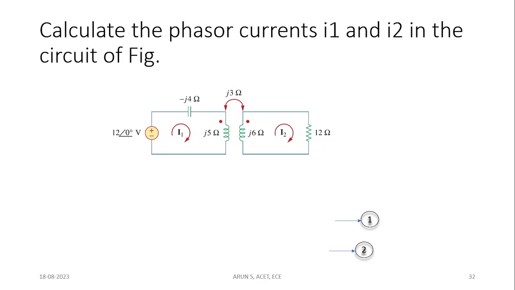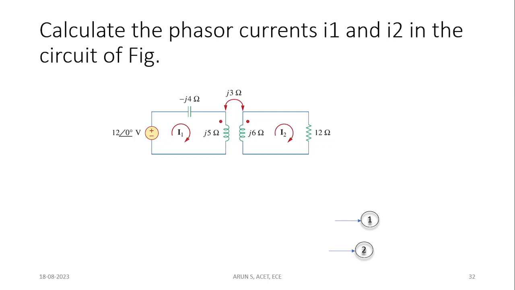So we'll discuss one more example in magnetically coupled circuit problems. Here the question is directly given in frequency domain, so the conversion is not needed. In the previous video we discussed how to convert time domain circuits into frequency domain circuits. If you want to do a problem like that, kindly go through the previous video. The link will be available in the description also. You can browse to the problem video.